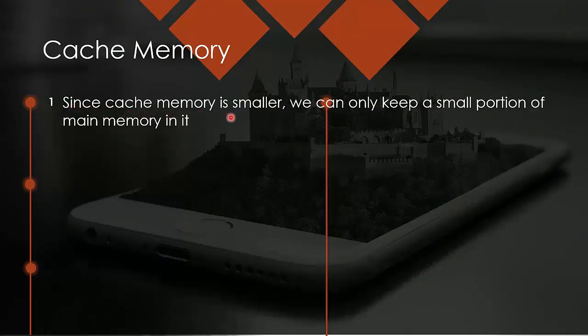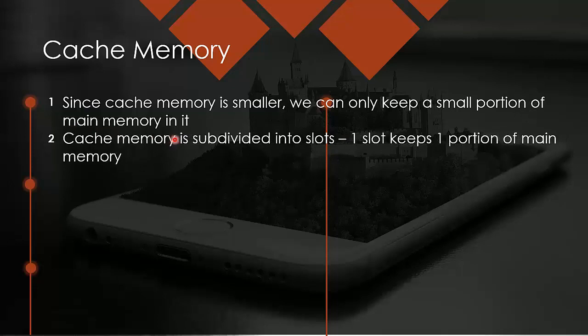Since cache memory is smaller, we can only keep a small portion of main memory in it. We subdivide the cache memory into slots. One slot can keep one portion of the main memory. We call it a slot in cache memory. In the main memory, we call it a block.